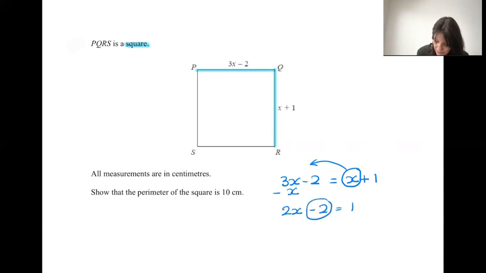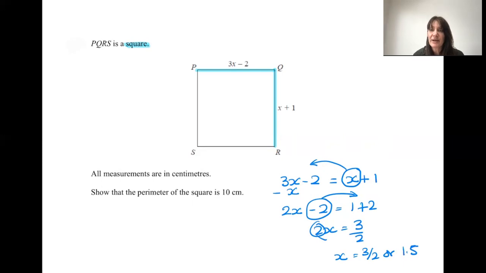Now I'm going to move the minus 2. It will land as plus 2 and 2x equals 3. I'm going to divide through by 2 and that is what my x equals. x equals 3 over 2 or 1.5. You work in whatever number sort of suits you best, really.